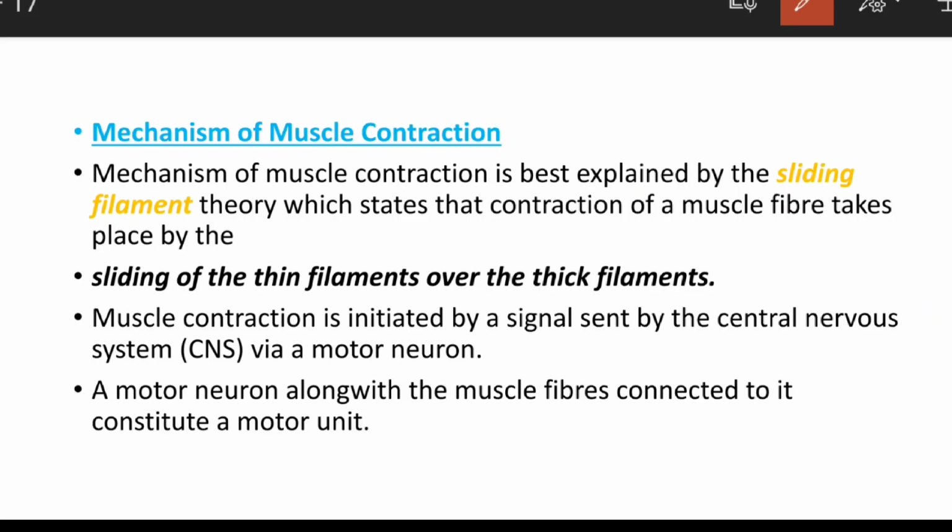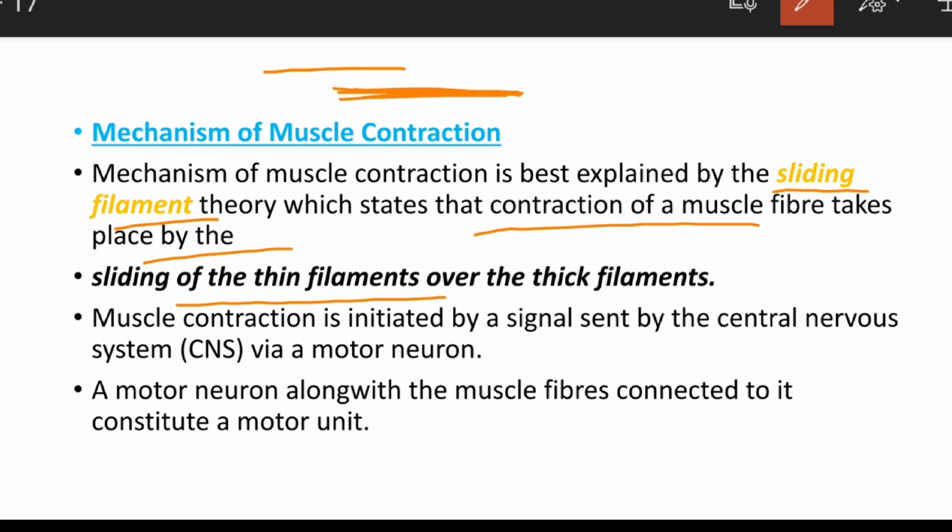Mechanism of muscle contraction is best explained by the sliding filament theory, which states that contraction of the muscle fibers takes place by sliding of the thin filament over the thick filament. So there is a sliding which will take place. Suppose this is a thick filament and this is a thin filament. They slide on each other, which is called the sliding filament theory. So sliding of the thin filaments over the thick filaments is very important.